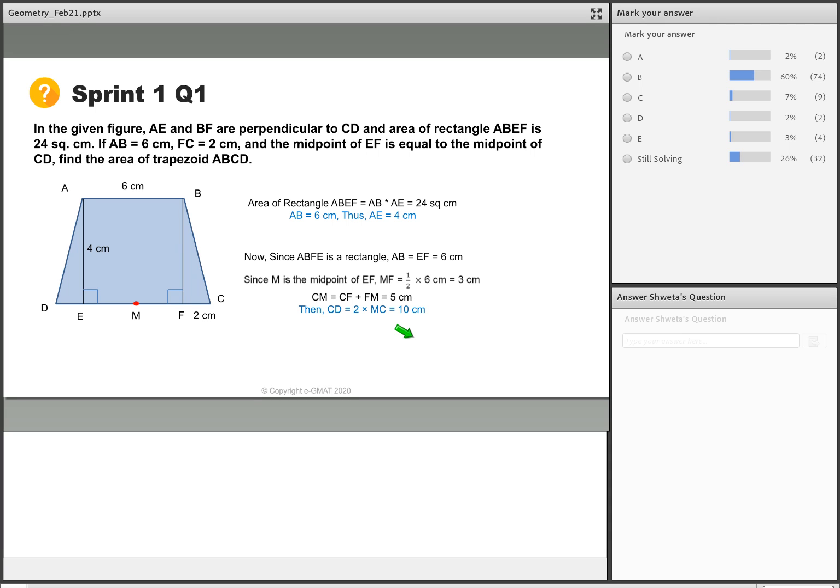Okay, so now we know the base of this trapezoid. I have everything to get the area of the trapezoid. Half times sum of parallel sides times the height. Put in the values and the answer is 32.